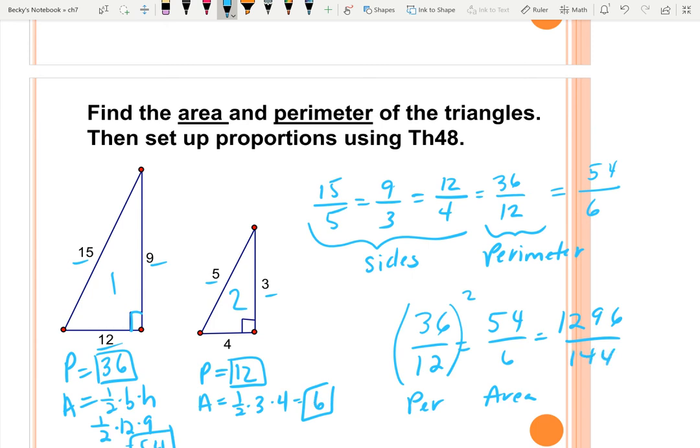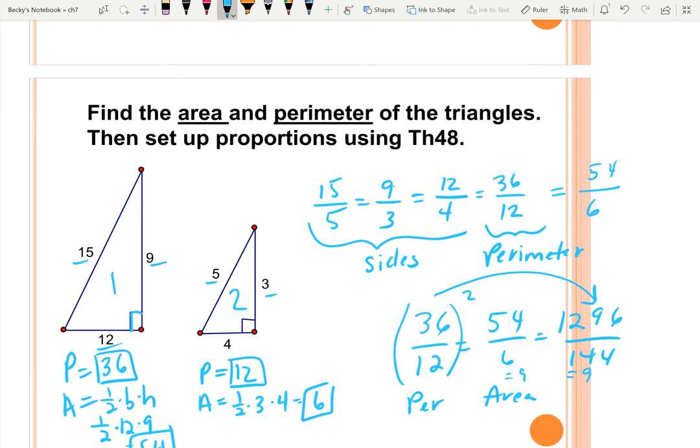Okay, now moment of truth. After I do this, because this is really that, do they simplify to the same thing? 54 over 6, I already told you, is 9. So 1296 over 144 is, double check me, I get 9.